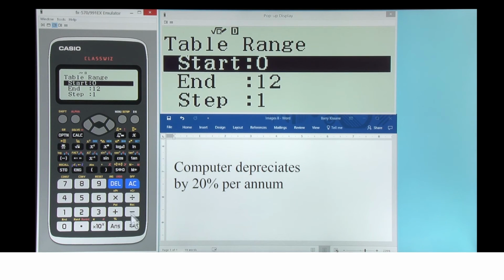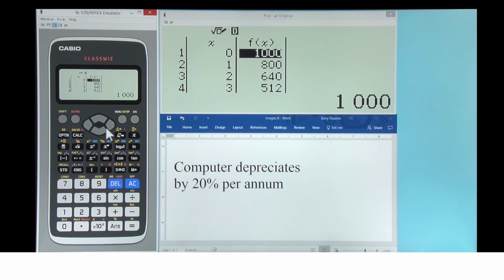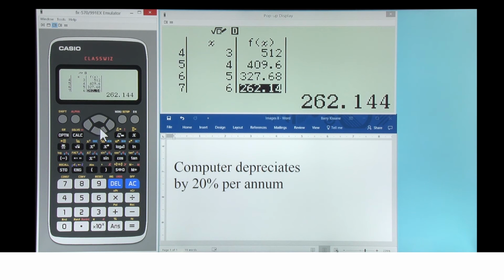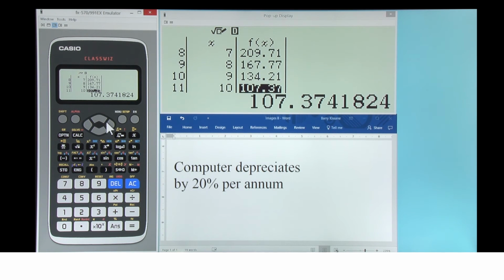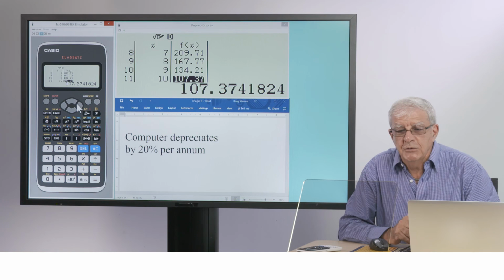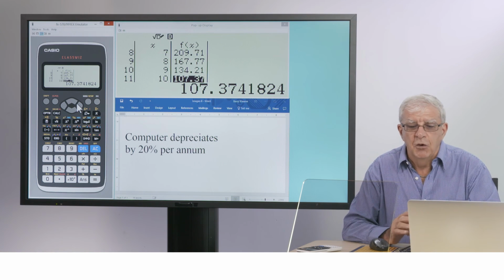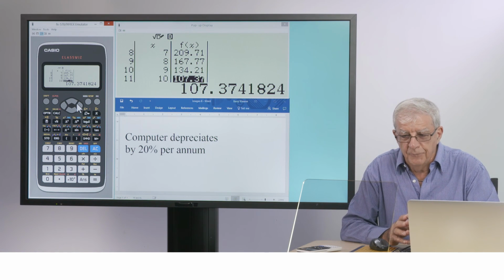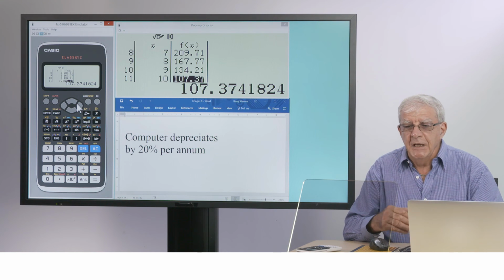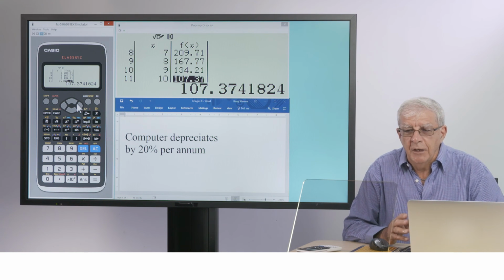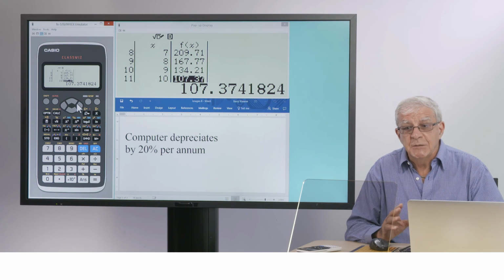And here we look at the values, they are in fact the same as they were previously. After 3 years, the value is declined to 512, and after 10 years, we can see that the depreciation model shows that the value of the computer is not much more than $100. So that's the end of our examples of exponential modelling. It's clear that students can explore exponential models efficiently with ClassWiz and solve some practical problems.